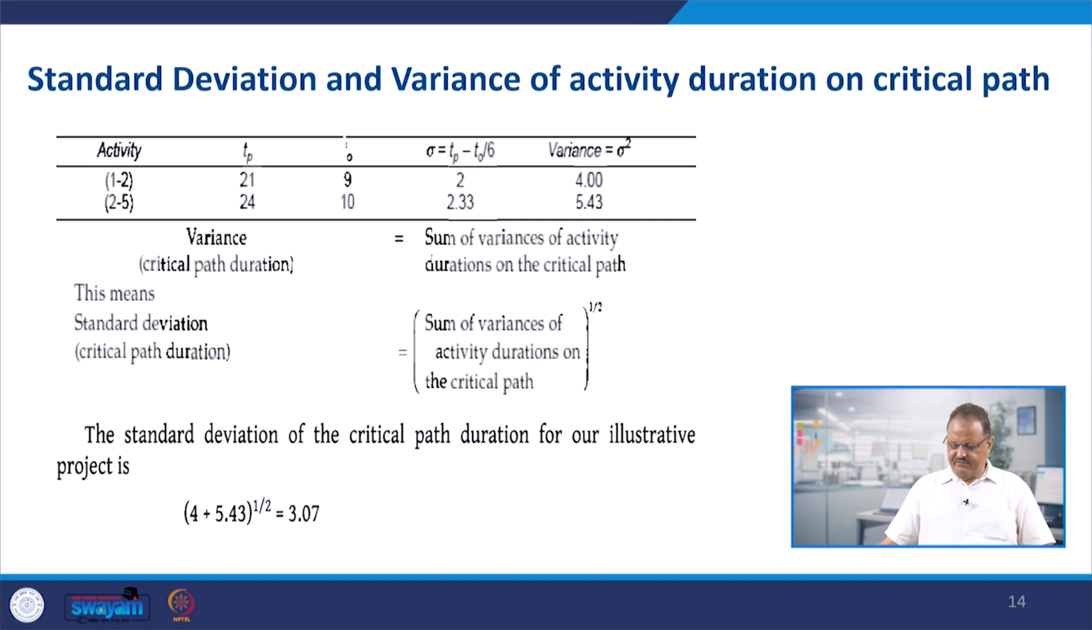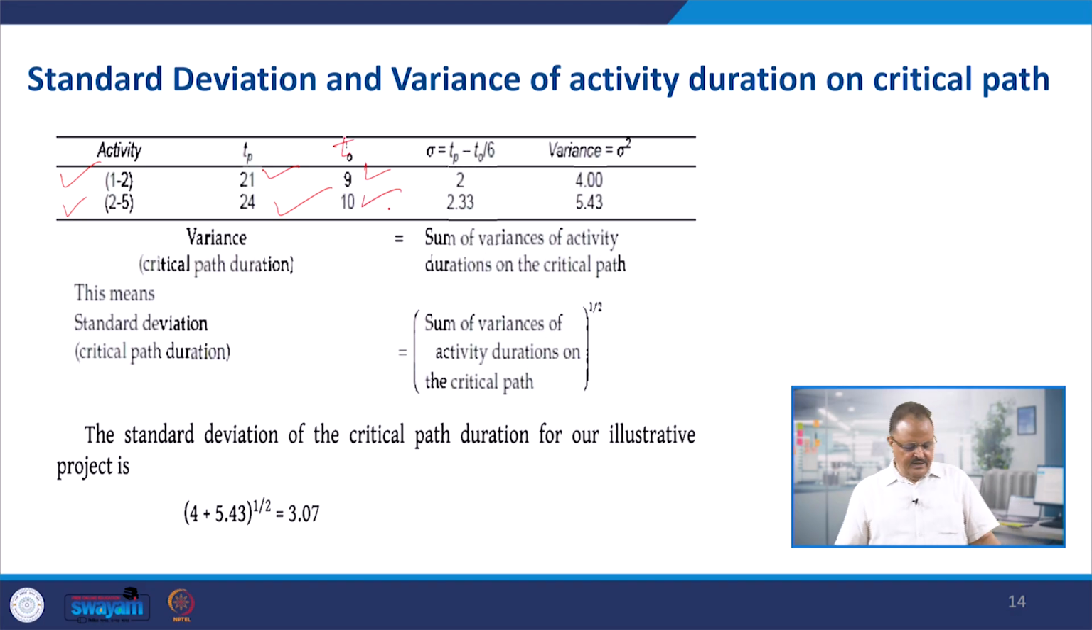Standard deviation and variance of an activity duration on a critical path. You can find out easily that this process we have followed for hypothetical values, and we have taken two activities, 1 to 2 and 2 to 5. So TP is 21 and 24, and TO is 9 and 10. We are using the formula discussed in the previous slide, that is sigma is equal to TP minus TO divided by 6. That way we are getting this value, and when we are scaling the standard deviation, we are getting this variance value.